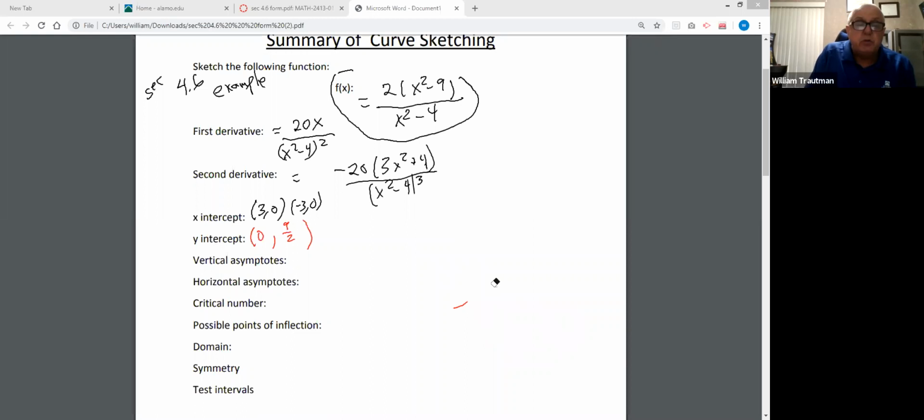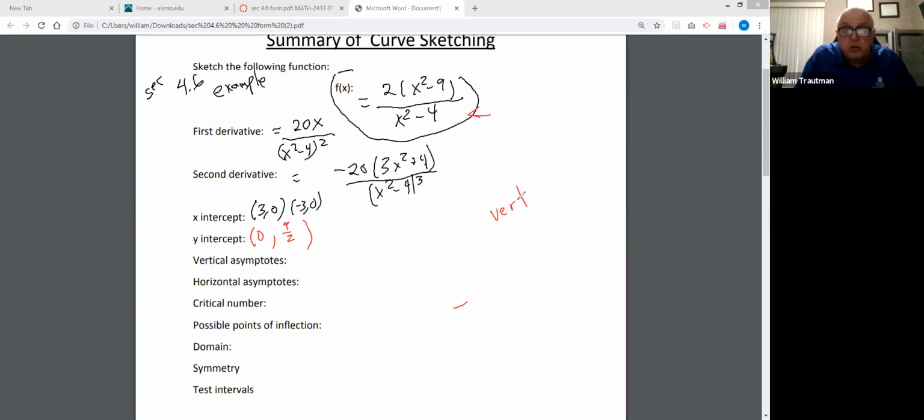See, what we want to do is fill in all of this stuff that we have here and then draw the graph. Using all this information, we want to be able to draw the graph. Vertical asymptotes are when the bottom of the original fraction equals 0.